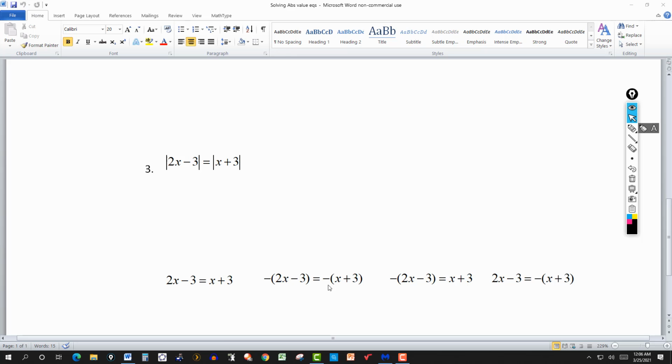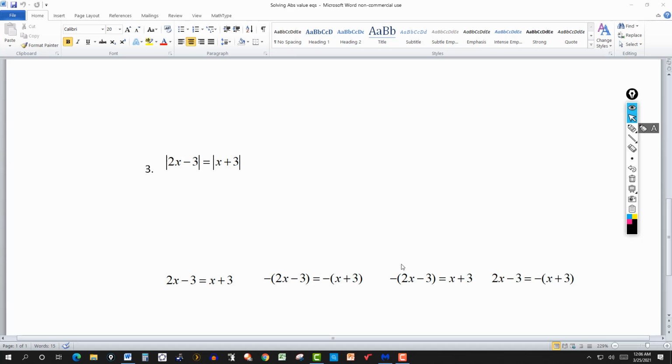Okay. Now, what's the other scenario? It could be that one is positive and the other one is negative. So let's suppose that 2x minus 3 is negative. Then the absolute value over here, the next one, is negative (2x minus 3), or negative 1 times (2x minus 3). And let's say x plus 3 is positive, then the absolute value of x plus 3 is x plus 3. You get this scenario right here.